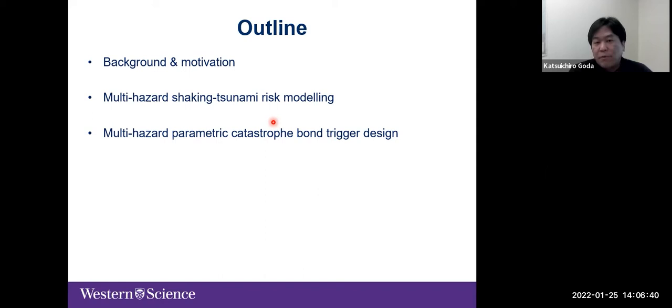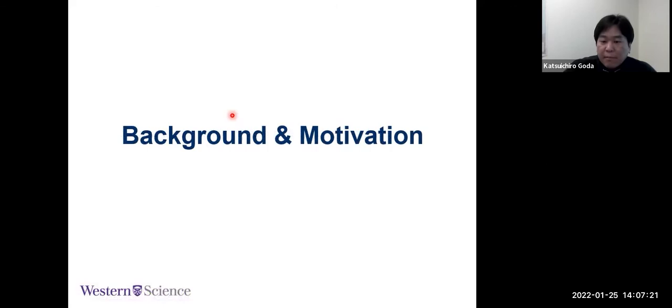But what I'm going to talk about today is first the multi-hazard shake and tsunami risk modeling, which I'm going to use to set up the numerical model. Based on that model output, I'm going to try to demonstrate that the multi-hazard parametric cat bond trigger design can be tackled, and by using the intensity measure based approach, this trigger design can be enhanced. So that's my objective for today. Let me start with the background and motivation.